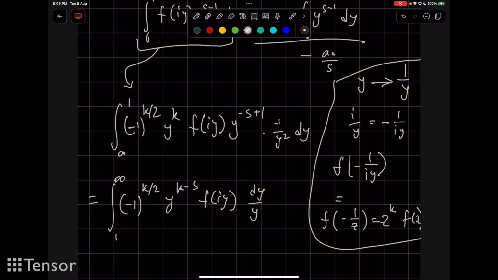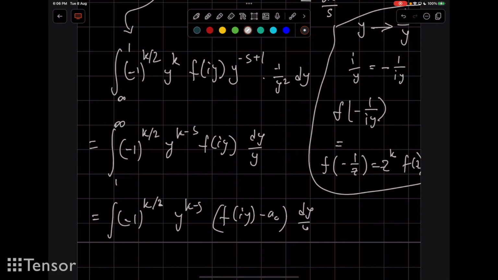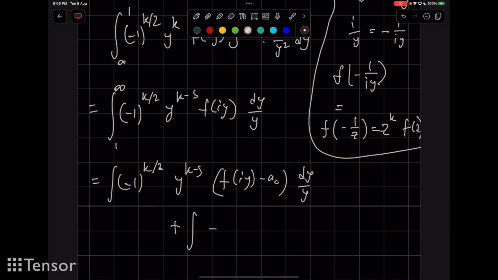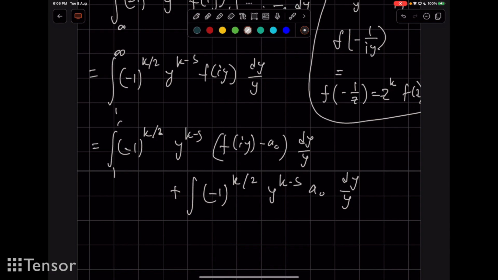Right. Now what do we do? We throw in a factor of negative a naught here. So we get negative 1 to the power k over 2, y to the k minus s, f of iy minus a0, dy over y, plus negative 1 to the power k over 2, y to the k minus s, right? And the limits are 1 to infinity.